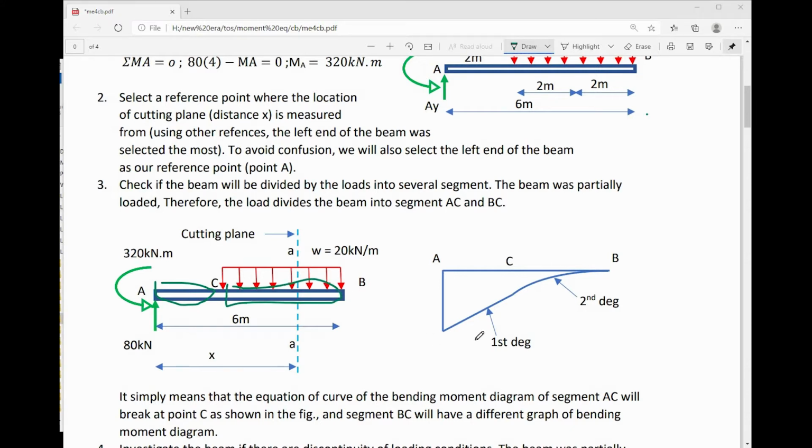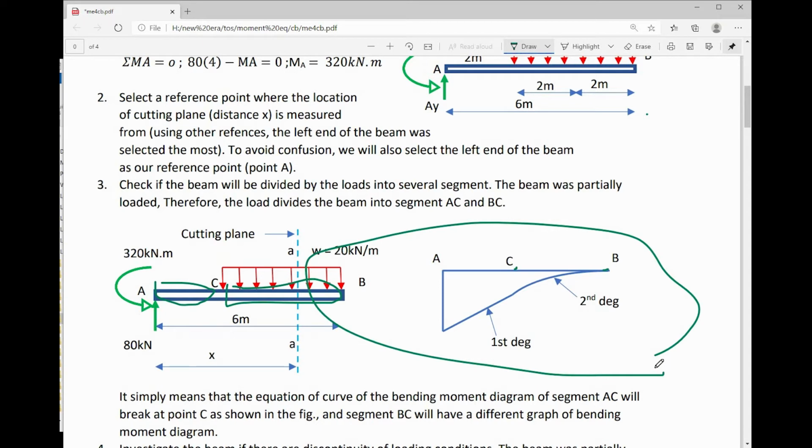Simply means that the graph of the bending moment diagram from point A up to point C is different from the bending diagram from C to B of the beam. As we can observe, here is the bending moment diagram of the beam. To those who are familiar with the bending moment diagram, we know that from point A to C, it consists of a first degree curve, and for C to B, that is a second degree curve due to the uniformly distributed load. Those two curves of the bending moment diagram will be defined by different moment equations.